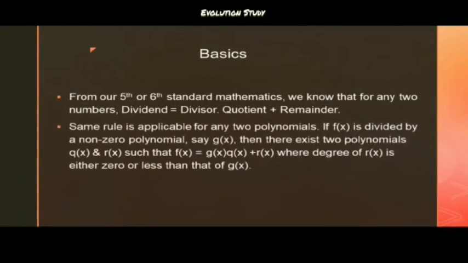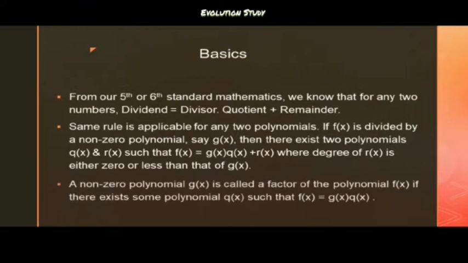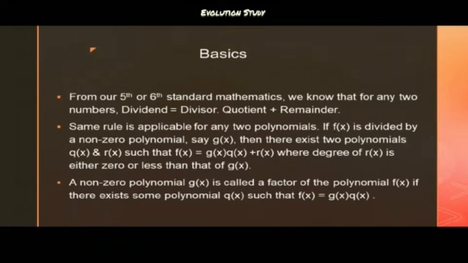From our 5th or 6th standard mathematics, we know that for any two numbers, dividend is equal to the divisor into quotient plus the remainder. The same rule is applicable for any two polynomials. If f(x) is divided by a non-zero polynomial, say g(x), then there exist two polynomials q(x) and r(x) such that f(x) = g(x) q(x) + r(x), where the degree of r(x) is either 0 or less than that of g(x). A non-zero polynomial g(x) is called a factor of the polynomial f(x) if there exists some polynomial q(x) such that f(x) = g(x) q(x).